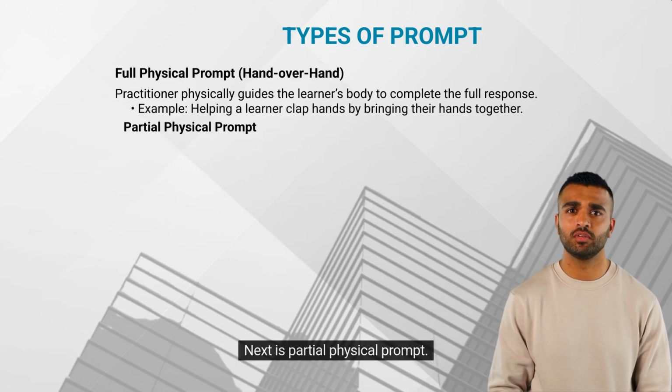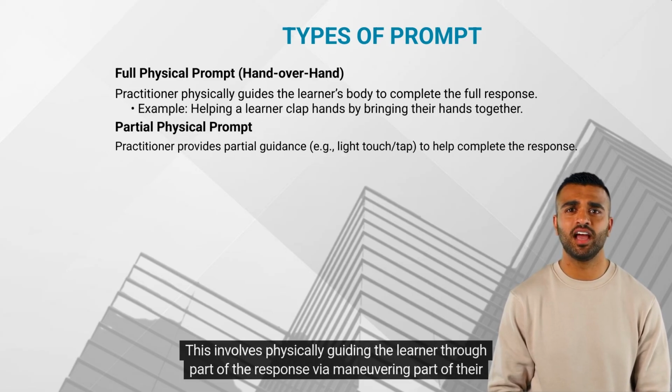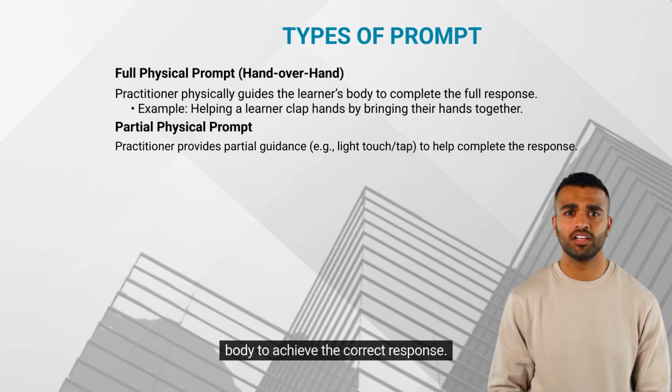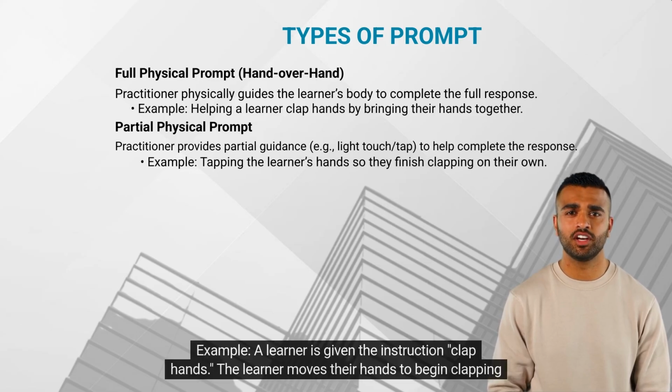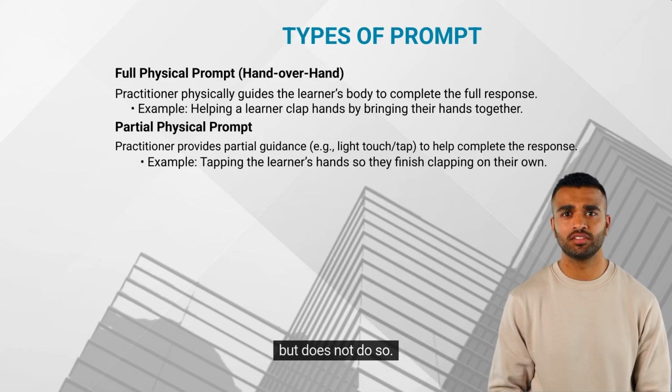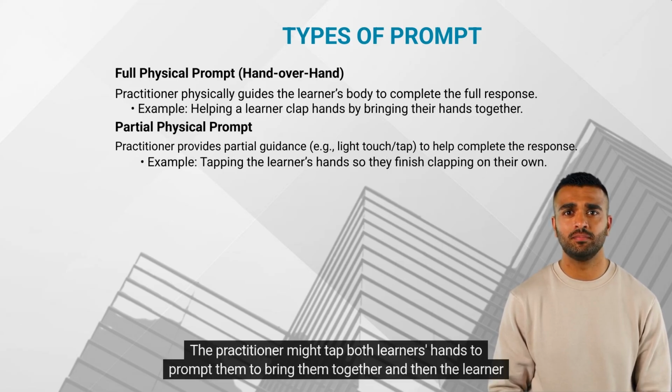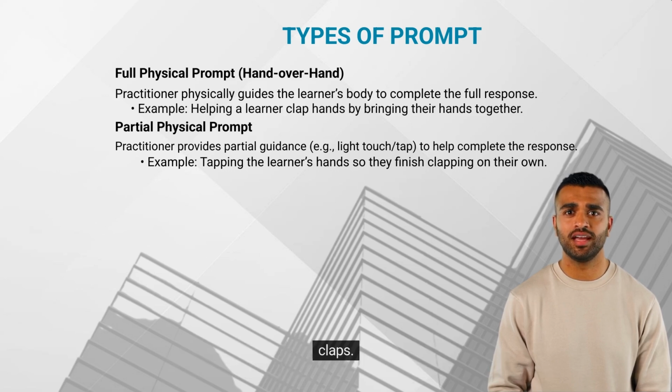Next is partial physical prompt. This involves physically guiding the learner through part of the response via maneuvering part of their body to achieve the correct response. Example, a learner is given the instruction clap hands. The learner moves their hands to begin clapping but does not do so. The practitioner might tap both of the learner's hands to prompt them to bring them together, and then the learner claps.